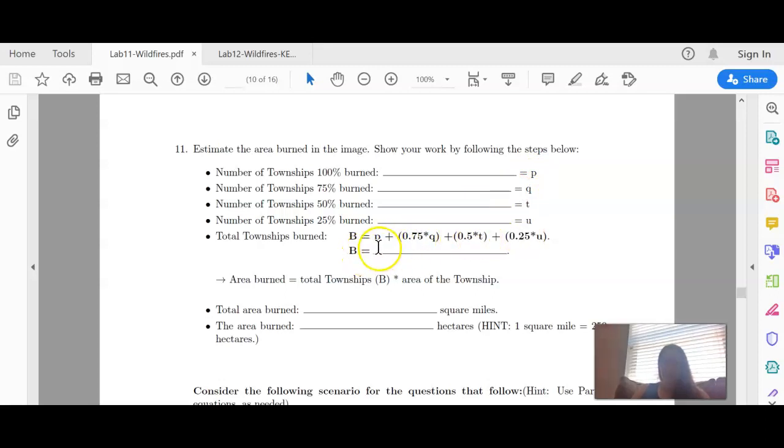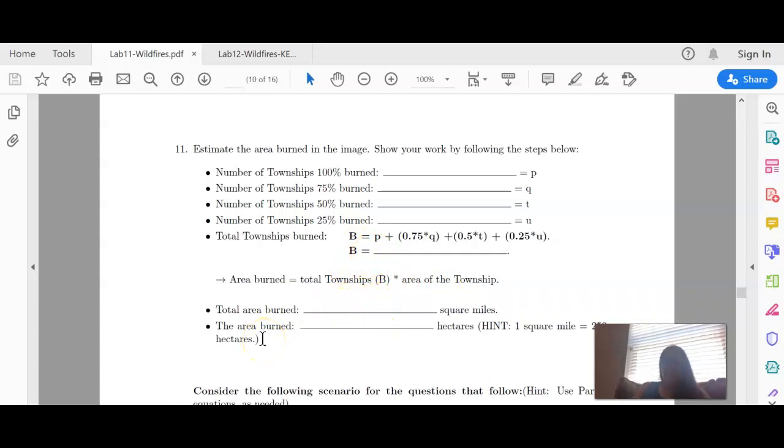Once you have that value of B, you're going to say the area burned is equal to the total townships, or B, right, times the area of the township. So remember that the area of a township is 36 square miles, right? So the total area burned is going to be 36 square miles times whatever you get for B. Excellent. So that's going to be this.